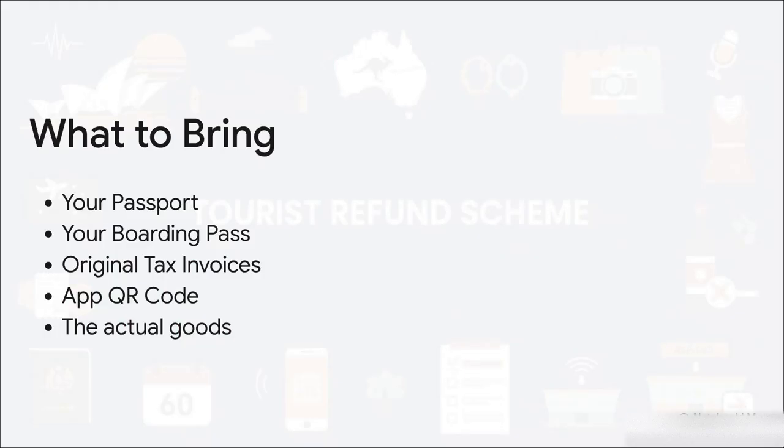All right, when you finally step up to that Australian Border Force client services counter, you need to have this exact stack of items ready to go. Your passport, your boarding pass, those original paper tax invoices we talked about, your printed QR code from the app, and, this is critical, the actual goods themselves. The officers literally have to physically match the item in your hand to the piece of paper.